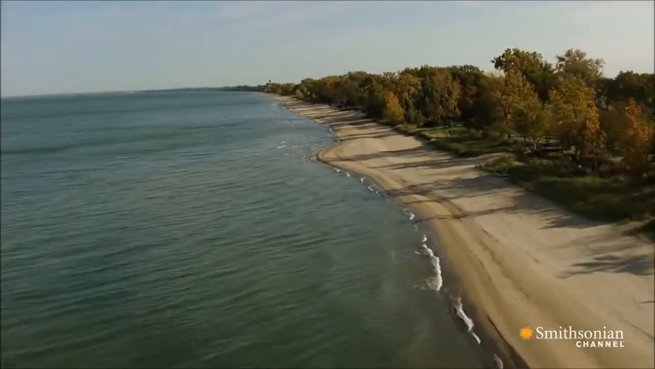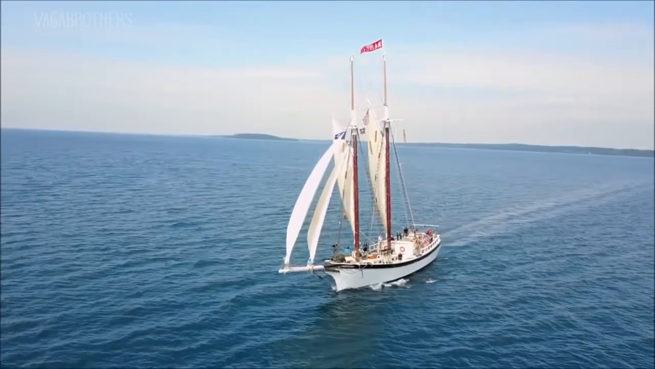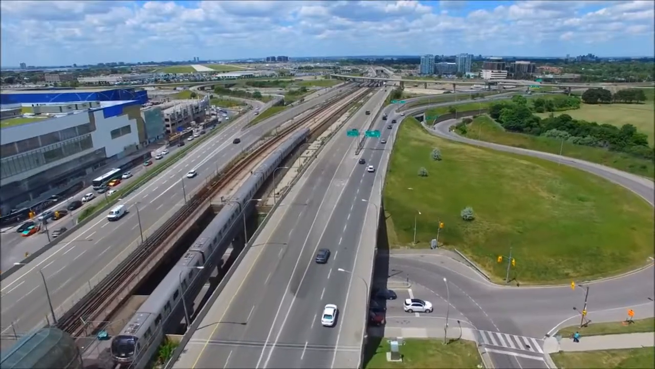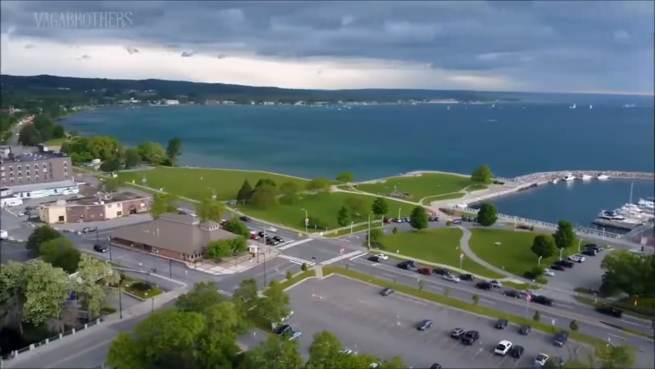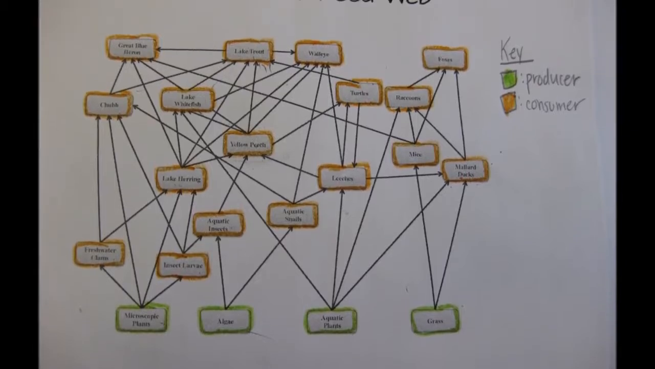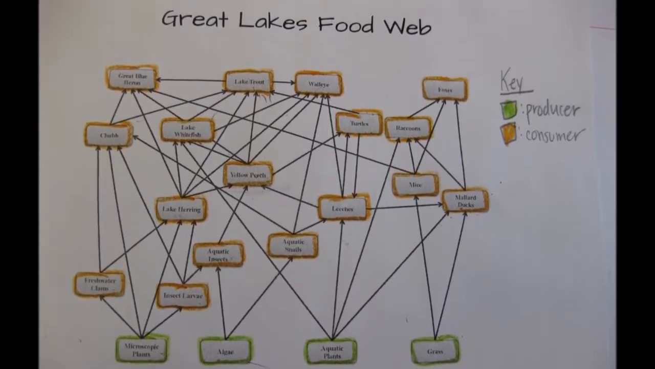The Great Lakes is the world's largest body of fresh water. It is 84% of North America's surface fresh water and 21% of the world's supply of fresh water. These lakes are also home to many animals, which leads to a huge food web.